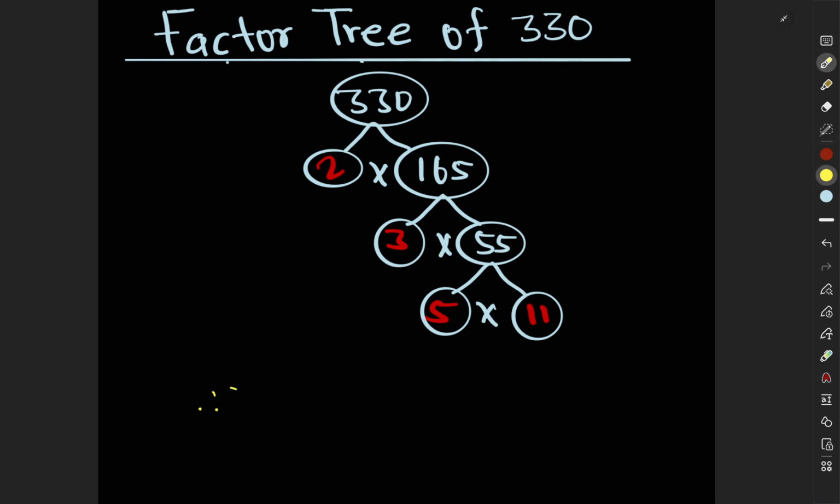So we can write 330 is equal to the product of all these prime numbers, that is 2 times 3 times this 5 times this 11.